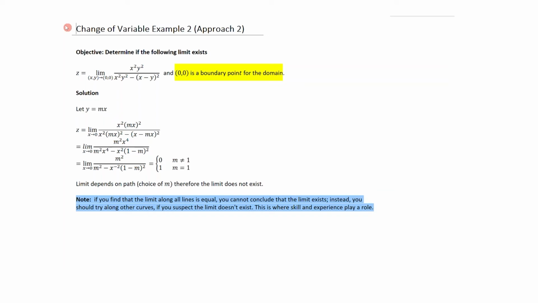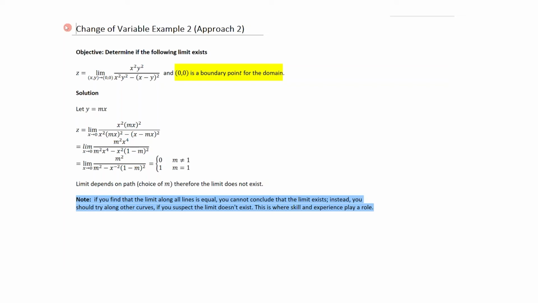In this case, the function is shown, and we'll notice that x and y approach 0, 0. If you plug in the values of 0 in the denominator, it's clear that the denominator is 0. That means the function is undefined, and hence the 0, 0 point is a boundary point for the domain. So that's something we need to make sure of right at the outset.